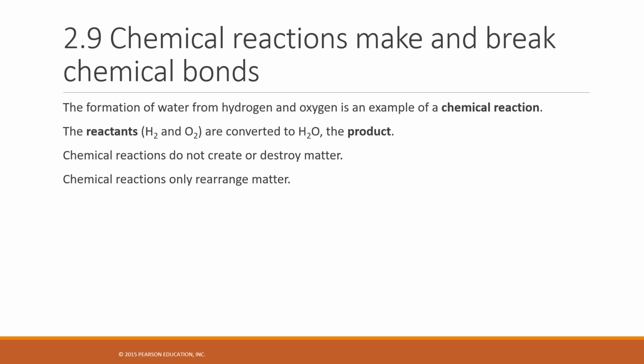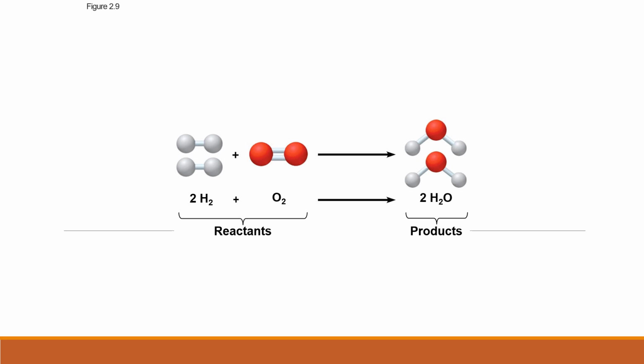So we talked about forming chemical bonds, and the formation of chemical bonds is actually what a chemical reaction is. When you combine hydrogen and oxygen to form water, that's a chemical reaction. The reactants are what you start with. In this case, the reactants are hydrogen and oxygen. Remember, hydrogen and oxygen only exist as H2 and O2. So they would combine to form the product, which is water.